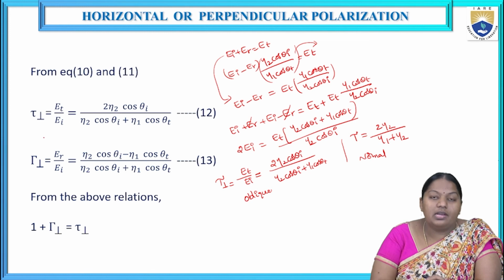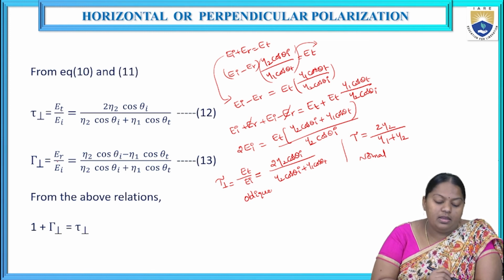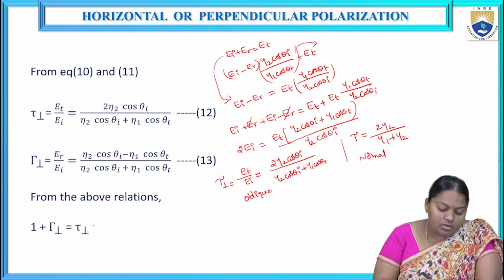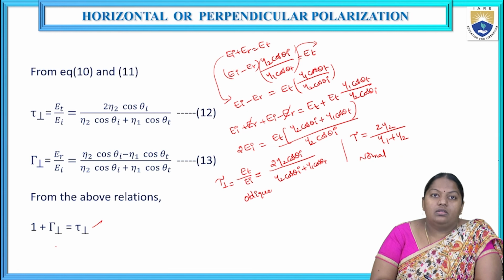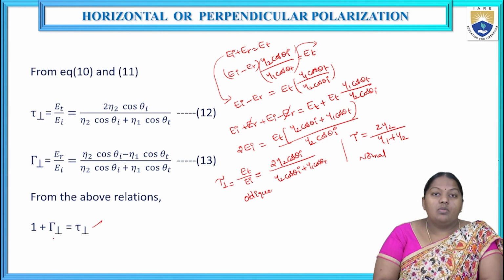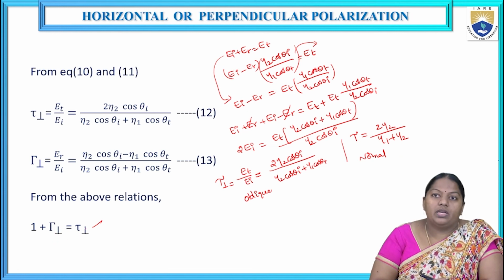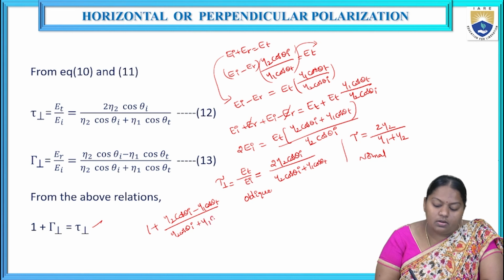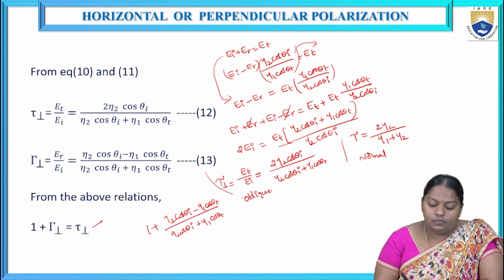These ratios are transmitted to the incident as well as reflected to the incident waves. Okay? And from these two relations, we can draw here 1 plus gamma perpendicular equal to tau perpendicular. How are we going to evaluate this one? 1 plus gamma perpendicular is nothing but what? This eta 2 cos theta I minus eta 1 cos theta t by eta 2 cos theta I plus eta 1 cos theta t. Okay.